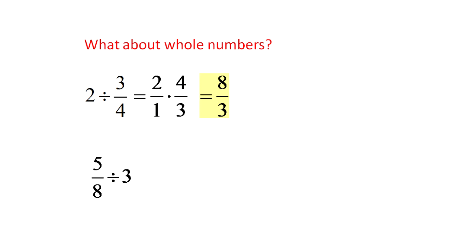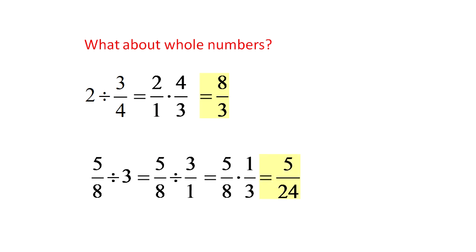5 over 8 divided by 3. Well, I'm going to rewrite this first. This is 5 over 8 divided by 3 over 1. Now I'm going to flip that 3 over 1 and multiply. So I end up with 5 over 24. As you can see, it works the same way with whole numbers. So with division, flip and multiply. If you remember that phrase, you'll be fine.